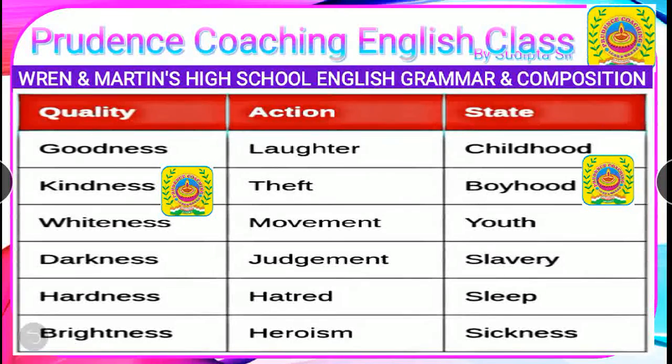Next we have the list. For quality, action, and state, we have distinguished these abstract nouns according to their state. First of all, we will talk about the abstract nouns which belong to quality, such as goodness, kindness, whiteness, darkness, hardness, brightness. Next there are the action related abstract nouns such as laughter, theft, movement, judgment, hatred, and heroism. Next there are state related abstract nouns such as childhood, boyhood, youth, slavery, sleep, and sickness. So these are a few examples of abstract nouns.